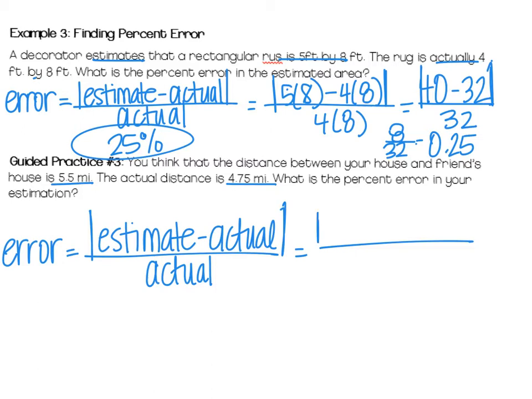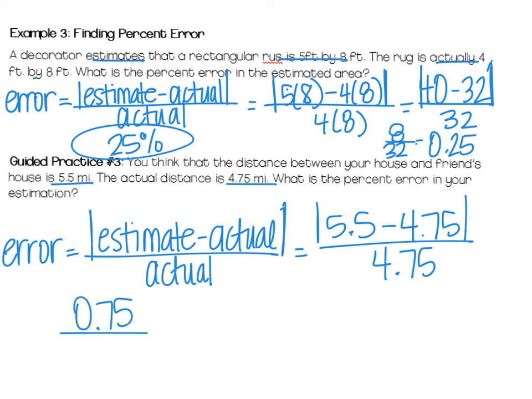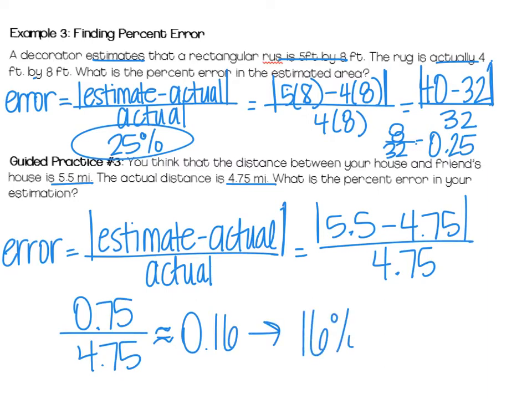For this one, that's going to be absolute value of 5.5 minus 4.75, all divided by 4.75. So we'll do 5.5 minus 4.75. That gives us 0.75 over 4.75. When you divide, you get approximately 0.16, which in decimal form is going to be 16% error.